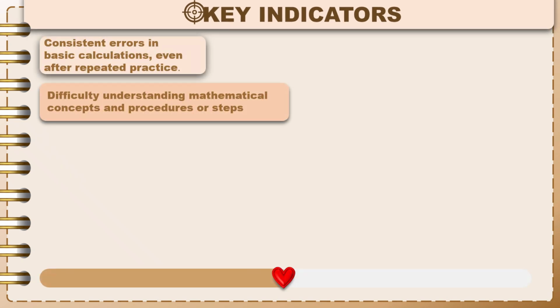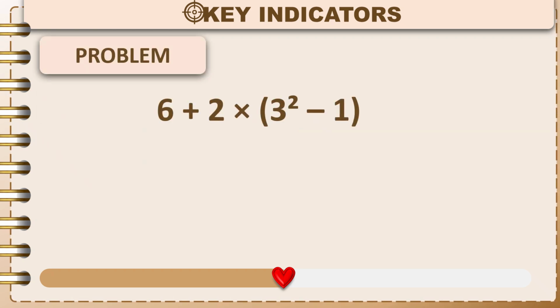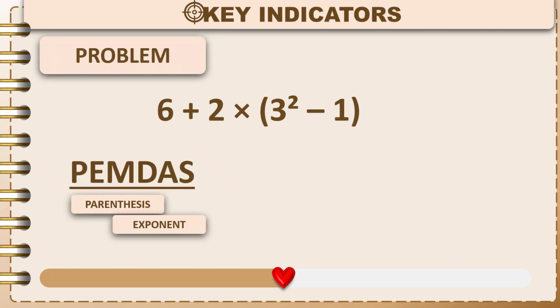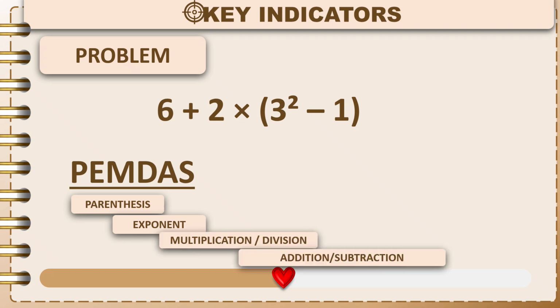Another sign is difficulty in following step-by-step math procedures, which can be seen when students get confused about what to do next in solving a problem. For example, 6 plus 2 times open parenthesis, 3 squared minus 1 close parenthesis. Let's use the PEMDAS rule to solve this expression. First, calculate inside the parenthesis. 3 squared is 9, and 9 minus 1 is 8. Next, multiply 2 by 8 to get 16. Finally, add 6 plus 16 to get 22.